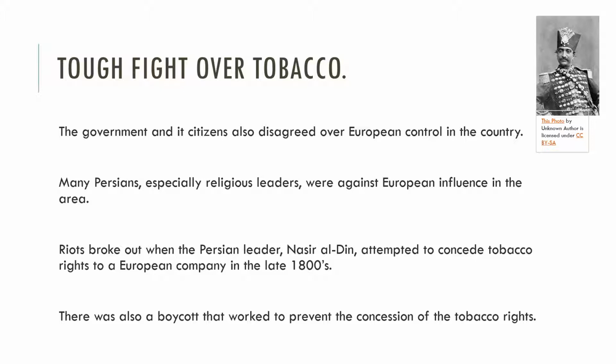So there's going to be a tough fight over tobacco. The government and its citizens disagreed over European control in the country. Many Persians, especially religious leaders, were against European influence in the area, and riots actually broke out when the Persian leader, that gentleman's picture right there, Nasir ad-Din, attempted to concede, or again give up, tobacco rights to a European company in the late 1800s. There was also a boycott that worked to prevent the concession of the tobacco rights in Persia. So again, there's also pressure, as we can see here in Persia, to turn over some things, and they're going to also be forced to kind of conform to what the Europeans want them to do.